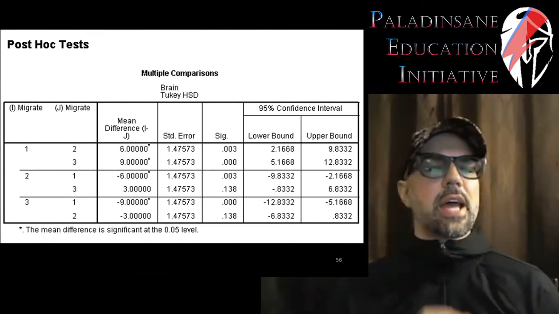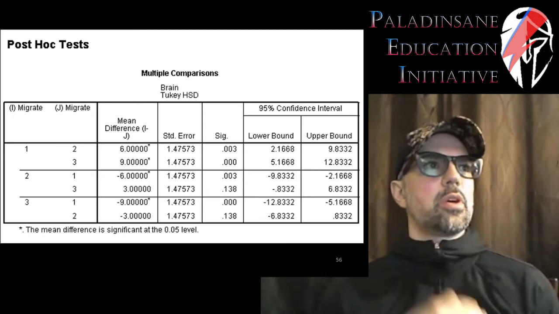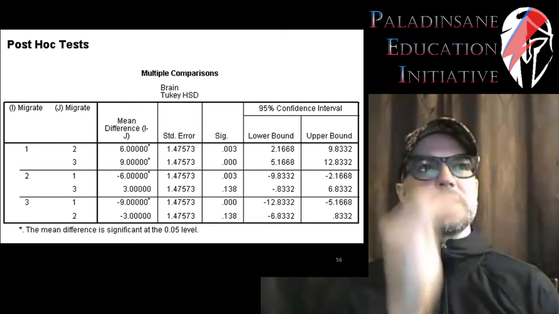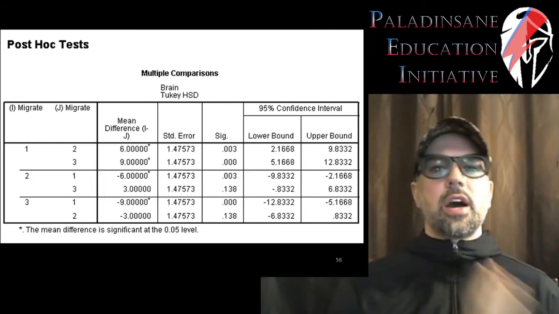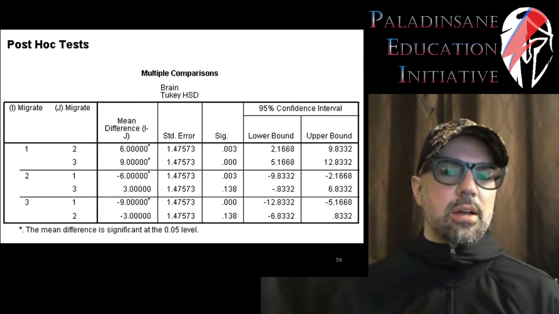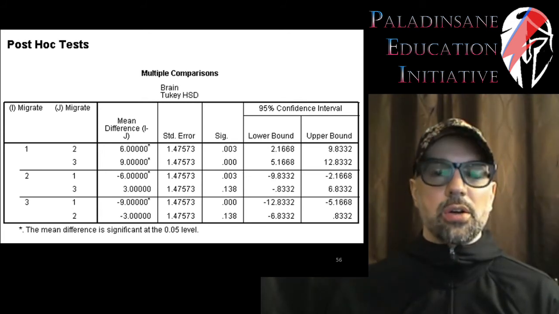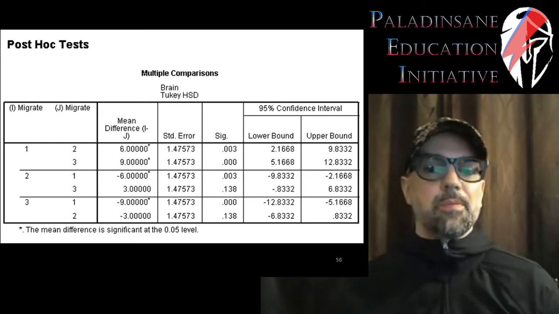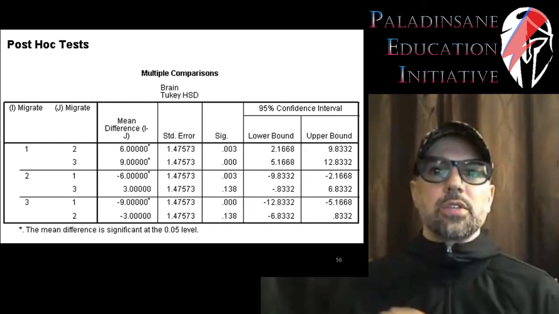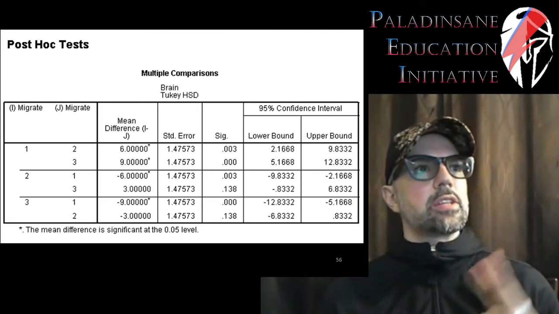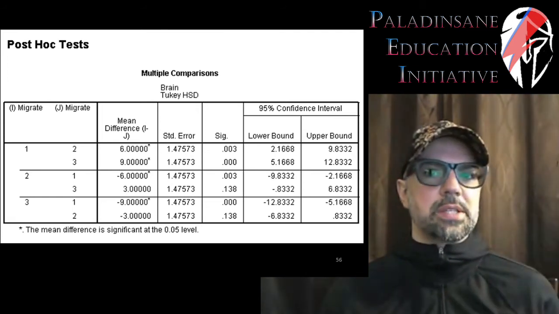First thing to notice is that in the table labeled multiple comparisons, under brain, it says Tukey's HSD, honestly significant difference. So it reminds you which post hoc analysis you chose. That's a good thing to double check, just to make sure that you didn't click on the wrong one and that you actually did do the correct test. All right, so now we're going to see how to read this table.